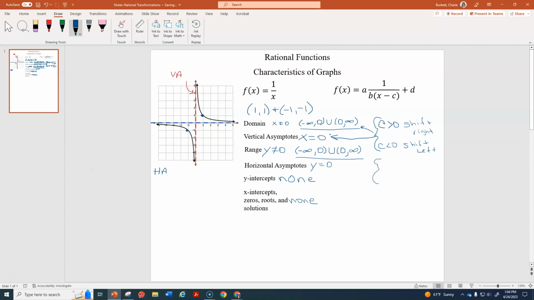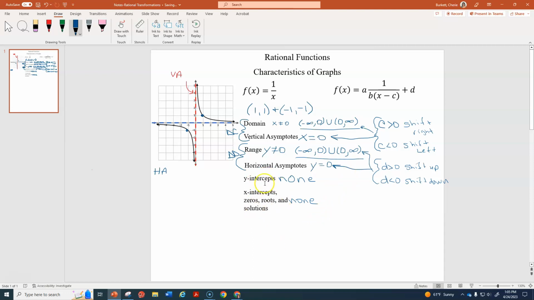And just like you're expecting, when D is positive, it's going to shift up. And when D is negative, it's going to shift down. And shifting up and down is going to change your range, and it's going to change your horizontal asymptote. So your horizontal asymptote is going to move up and down, and as it moves up and down, your range is changing. So domain and vertical asymptote is changed by C. Range and horizontal asymptote, you get it, if you have a change in D, then those two change.